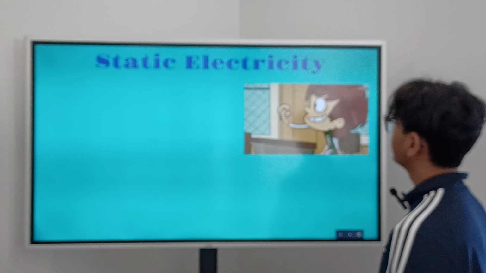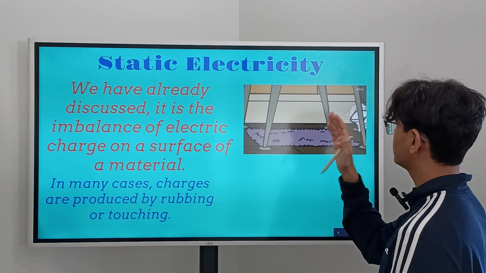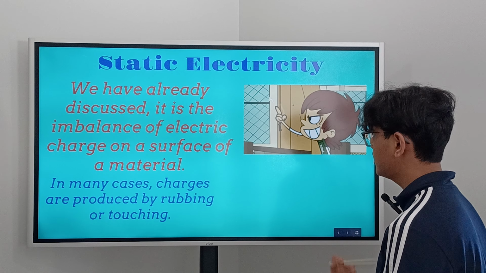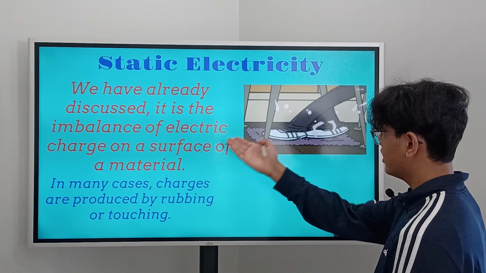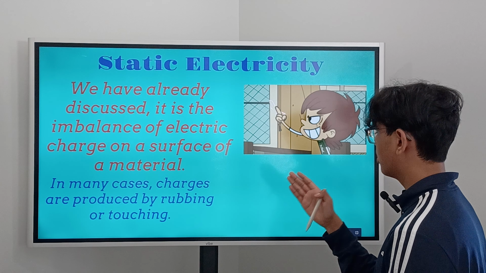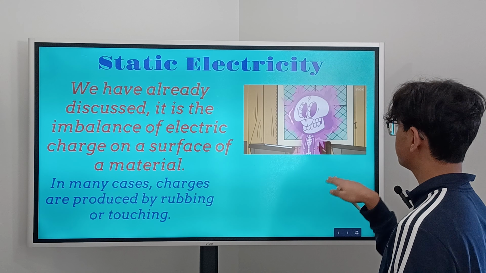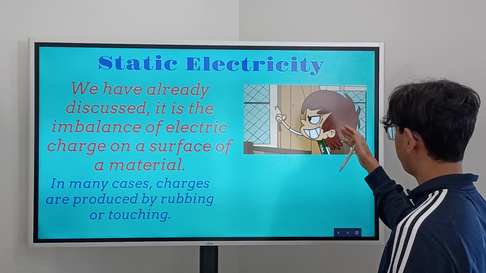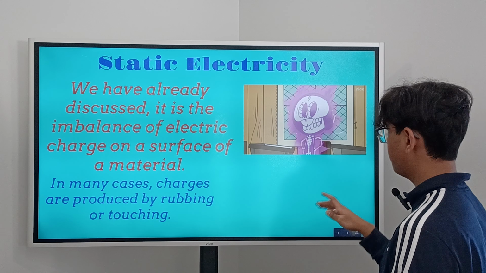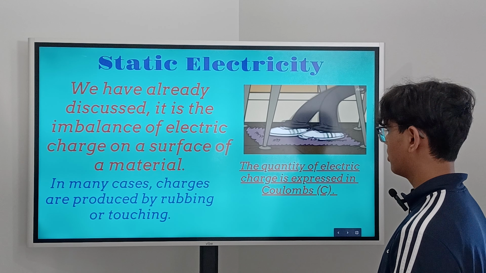So first, let's cover what static electricity is. We already discussed this in our previous video, where we talked about static electricity and dynamic electricity, so feel free to watch that video to get a better understanding. Basically, it is the imbalance of electric charge on the surface of a material. In many cases, charges are produced by rubbing or touching. As we can see in this figure, this person is rubbing his feet against the carpet. As soon as you shuffle your feet against the carpet, the electrons from your body shift over to the carpet and just stay there. That's static electricity, because the electrons are not moving anywhere. And that also makes you positively charged. So that's why there's the imbalance of electrons.